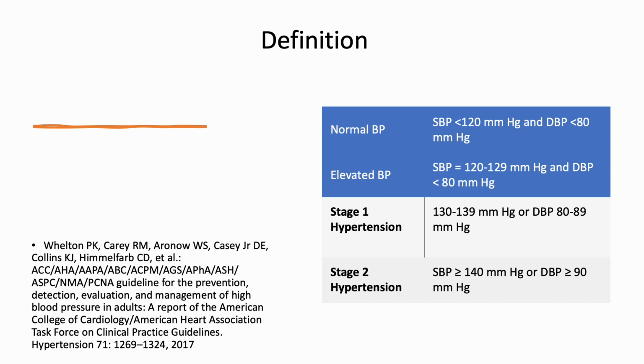Stage 1 hypertension or high blood pressure is a systolic between 130 to 139 or a diastolic blood pressure between 80 and 89, meaning if you have a diastolic blood pressure of 80 alone, you have high blood pressure. Stage 2 hypertension is a systolic blood pressure 140 or above, or a diastolic blood pressure 90 or above.